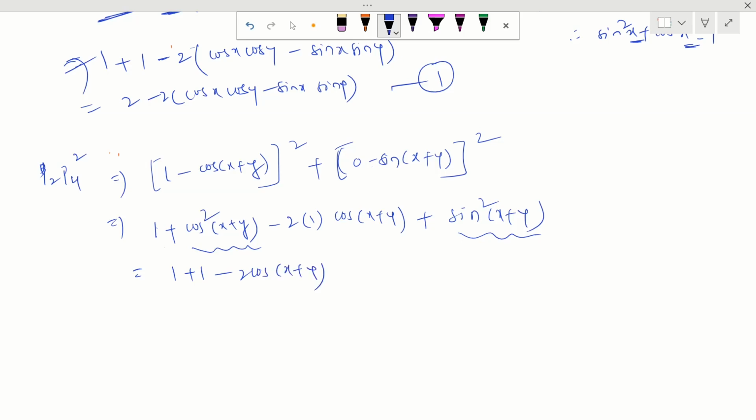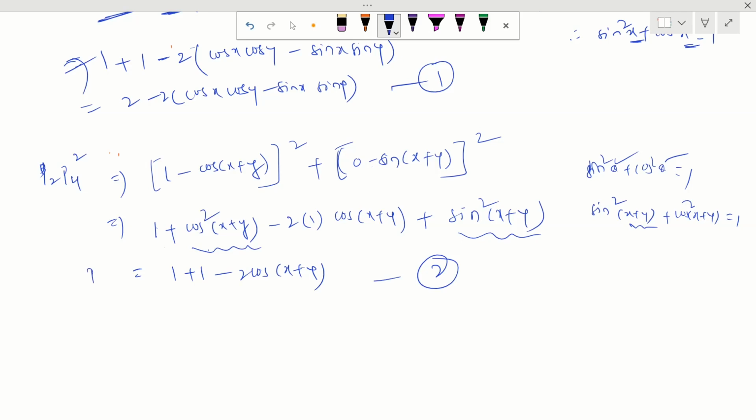We know that sin squared theta plus cos squared theta is equal to 1. So here cos squared (x plus y) and sin squared (x plus y), whether it is a single angle or a double angle, whatever it may be, it is the same. So sin squared plus cos squared of (x plus y) is one only. The angle is single or double, the formula is the same. Now this is equation number 2.